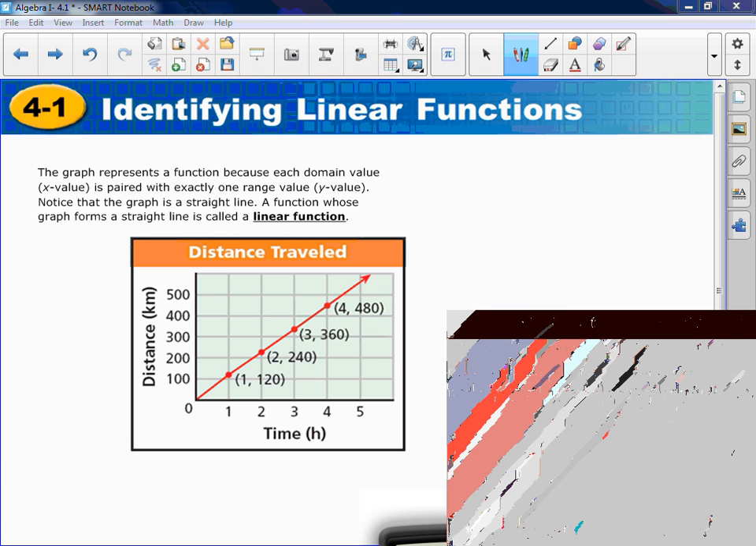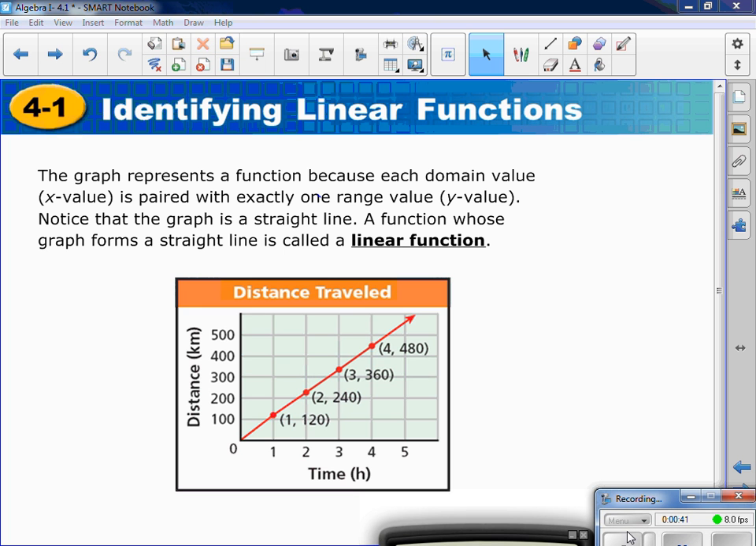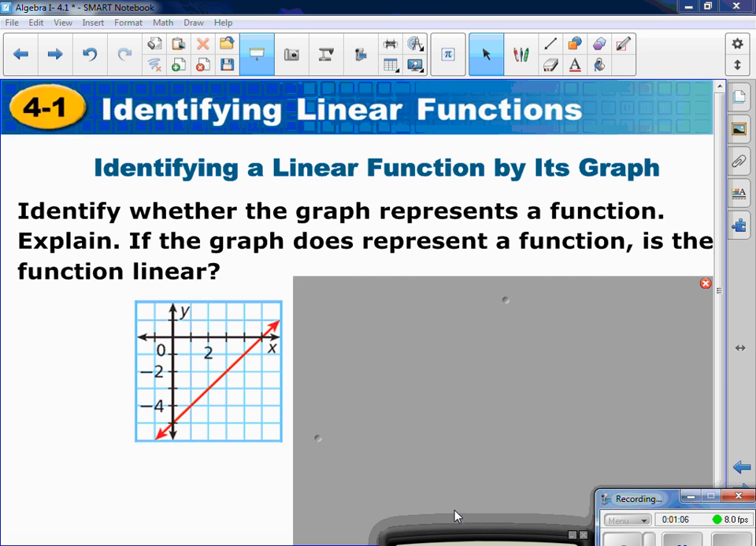This graph here represents a function because each domain, x value, is paired with exactly one range value, your y values. So 1 goes to 120, 2 goes to 240, 3 goes to 360, 4 goes to 480. Because the graph is a perfect straight line, it is called a linear function. So we're going to tell whether or not the graph is a function.